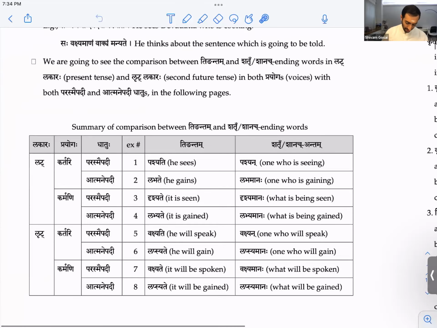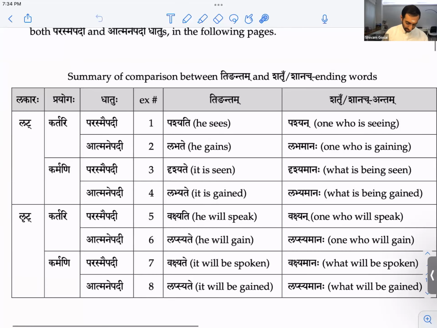So if we look at this chart, if I have a parasmaipadi dhatu drish, for example, drish becomes pashya, as we know. If I just make a normal verb in lat lakara, it would be pashyati, kartari, lat, right? Pashyati. But if I want a parasmaipadi suffix, I'll add Shatru, not Śānac, right? Śānac is atmanepadi. So for atmanepadi, here's a dhatu labh. I'm going to add Śānac, you'll get labhamana. We're going to see Śānac today.